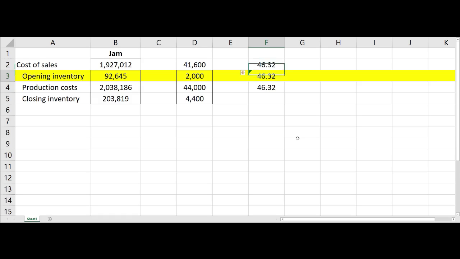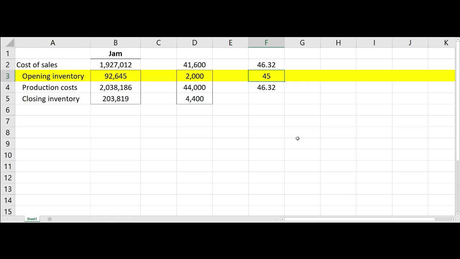The problem comes in, guys, is usually your product costs don't stay constant from one year to the next. Usually your costs are going to increase from one year to the next. So let's assume, for example, that in the prior year, your production costs are not 46 Rand and 32 cents, but instead, let's say in the prior year, your product costs are 45 Rand per unit, okay?